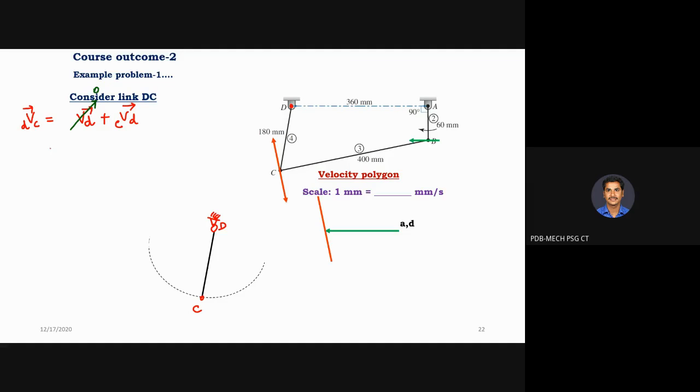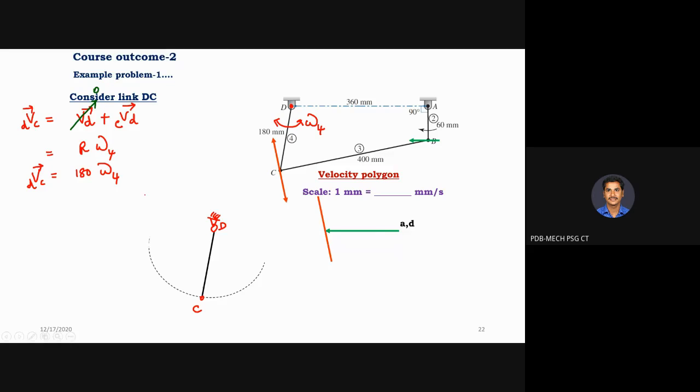Now what is the velocity of C with respect to D? R into omega 4, because this link is going to rotate with the angular velocity of omega 4. What is R? 180 mm. Omega 4 is unknown, correct or not? Yes, sir. Keep it as it is. So velocity of C with respect to D can be retained as it is: 180 into omega 4.